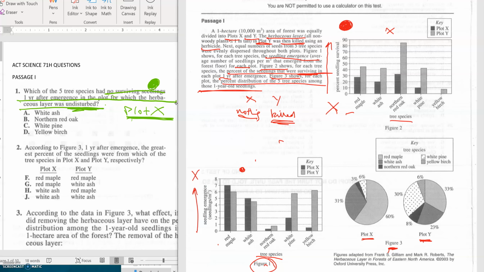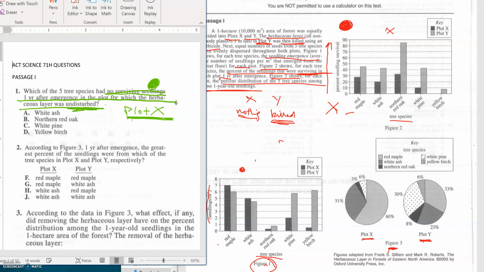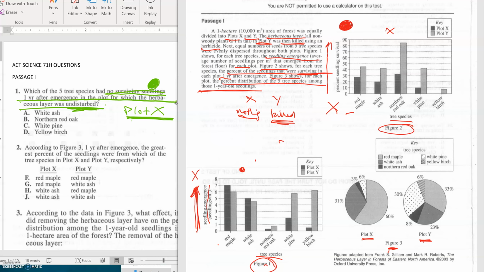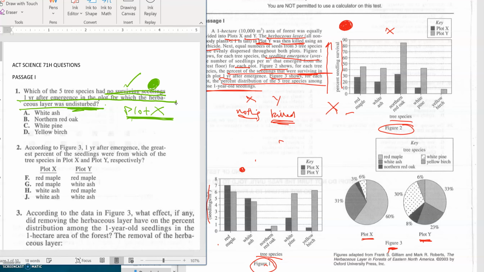Figure 1, up the y-axis, it has seedling emergence. We're looking for surviving seedlings, not the emergence. Figure 2, let's see if this is the one we should be looking at. It has percent of seedling survival. Alright, so we know it's figure 2 and we know that it's plot X.